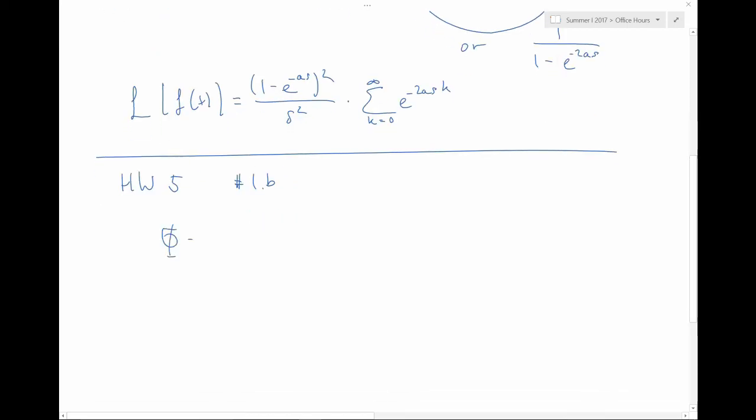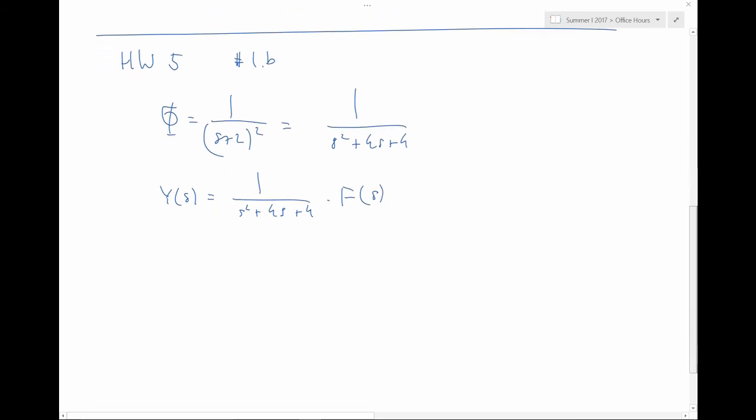Next thing I want to quickly mention is problem 1b for homework 5. Many of you got the system transfer function to be 1 over (s plus 2) squared, which can be rewritten as 1 over s squared plus 4s plus 4. So you can see that the Laplace transform of y will be 1 over s squared plus 4s plus 4 times whatever the function is on the right hand side.